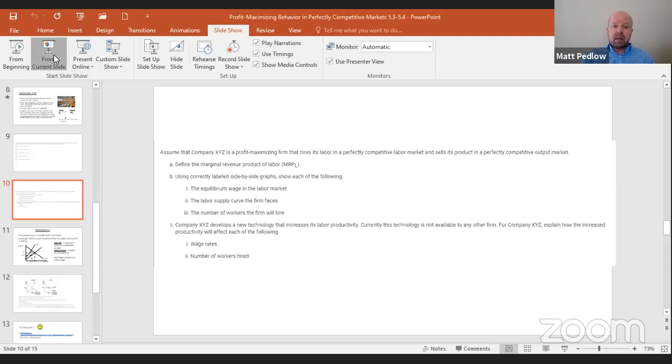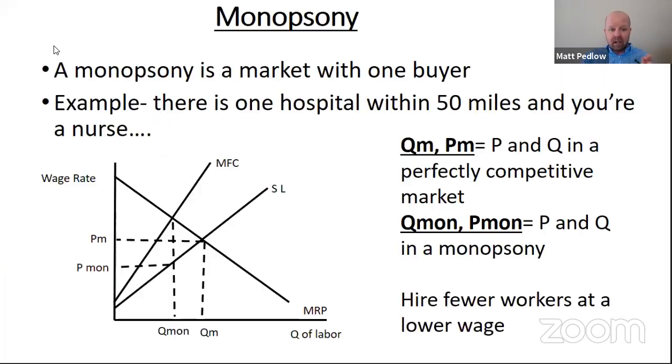And yes, it's a real word, right? So what is a monopoly? A market with one seller. So a monopsony is a market with one buyer. First thing, you have to know what it is. A monopsony is a market with one buyer.